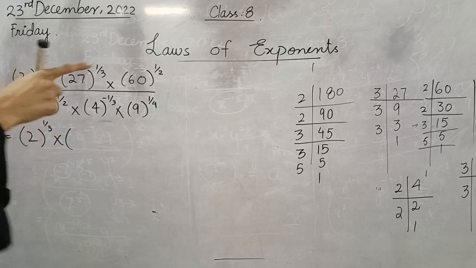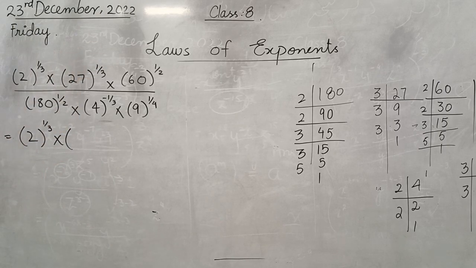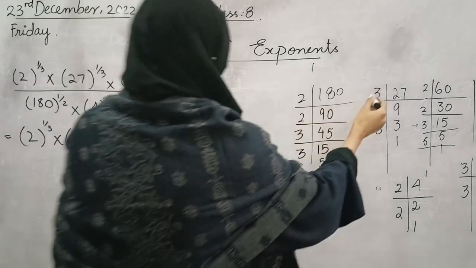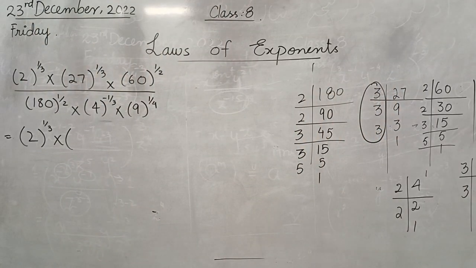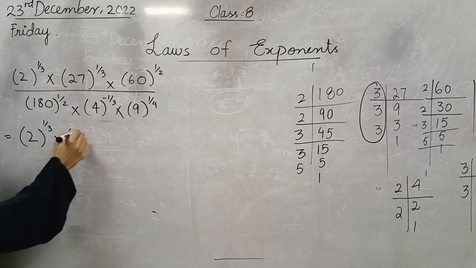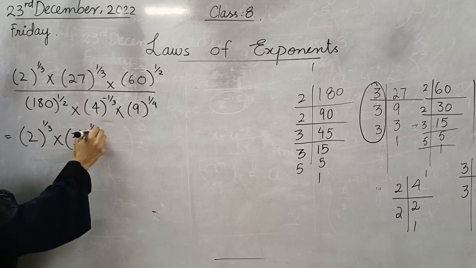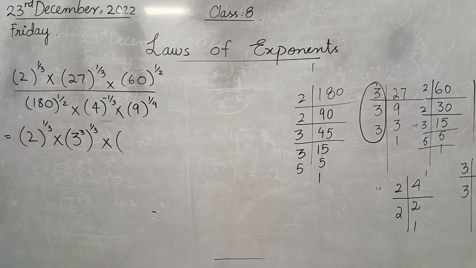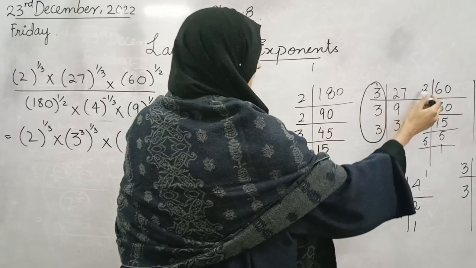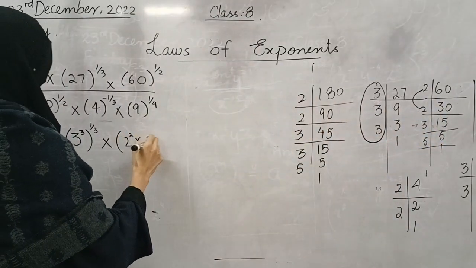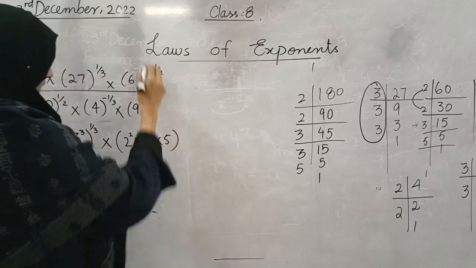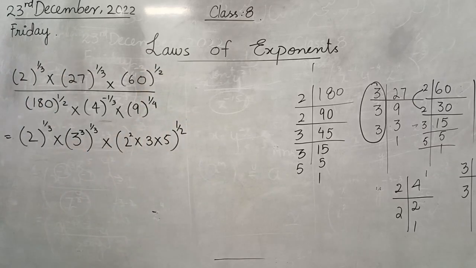27. What will be the index form of 27? Here we have 3 multiply 3 multiply 3, so we will write 3 raised to power 3, raised to power 1 by 3. Multiply 60. Prime factorization of 60 is, you can see, 2 square multiply 3 multiply 5, raised to power 1 by 2.